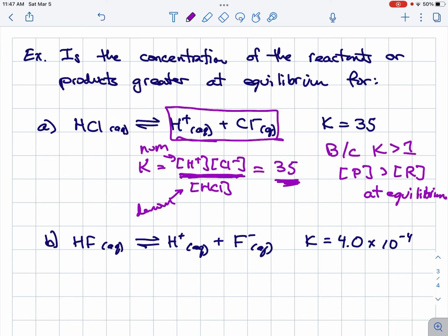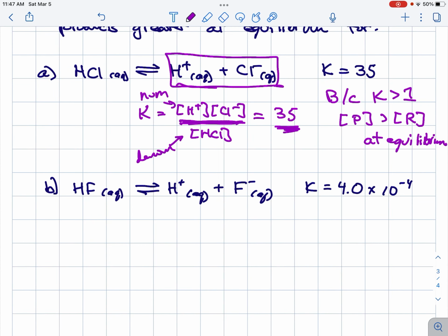Okay? So, let's look at a counterexample. So, HF. One thing before I move on, part A here, remember from first semester, we would have looked at HCl and said, oh, that's a strong acid, right? That completely dissociates in water. And so it makes sense that there would be more products at equilibrium than there are reactants, just based on our first semester knowledge. But now we're putting a number to it, and that's going to help us with some other situations. Okay, or a broader set of situations.